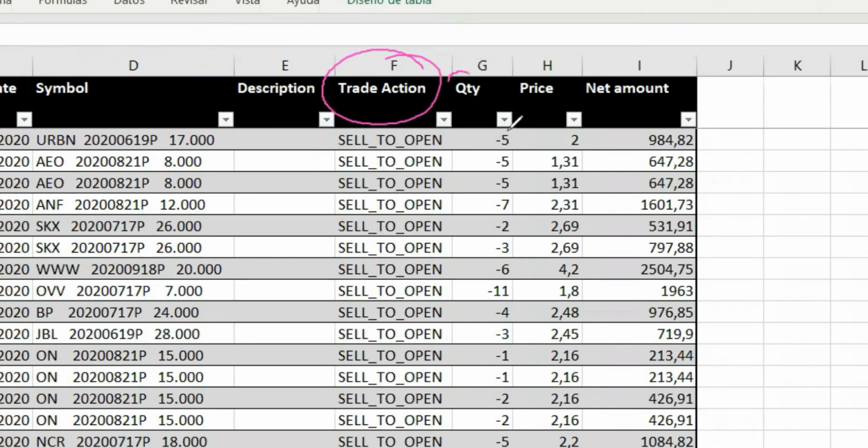The quantity is the number of contracts. The price is the price that we either got or paid. We sold the position, like in this one, which is negative. We sold it, we got $2. This one, we got $1.31, and this is the price per share.